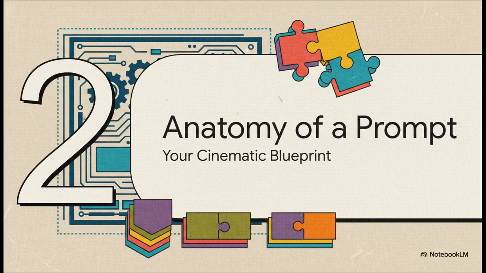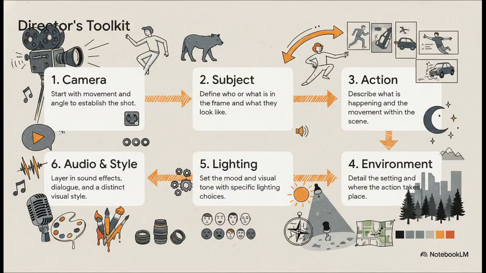Okay, so how do we build these incredibly detailed prompts consistently every single time? Easy. You use a blueprint. So let's break down the essential pieces that turn a simple idea into a detailed, ready-to-go command for the AI. Think of these 6 elements as your director's toolkit. First up, you start with the camera, telling the AI exactly where to put the viewer's eye. Then you define your subject and what their action is. Next, you build the world they're in with the environment, and you set the whole mood with lighting. And finally, the masterstroke. You layer in the audio and style to create something truly immersive.